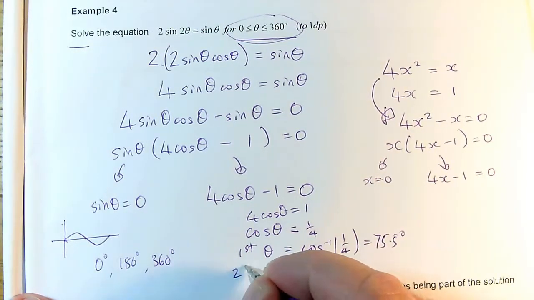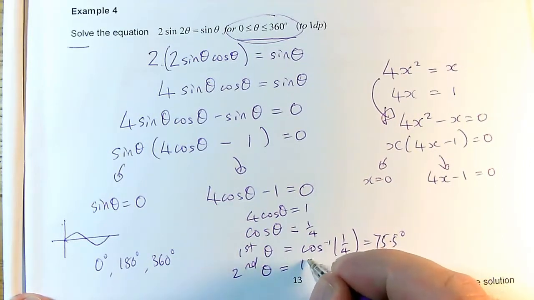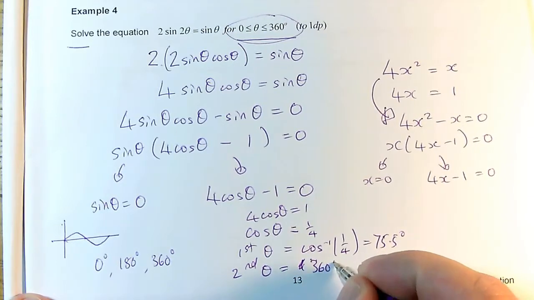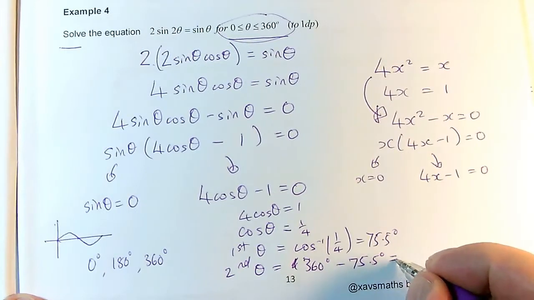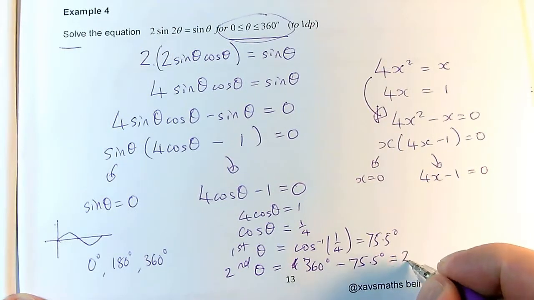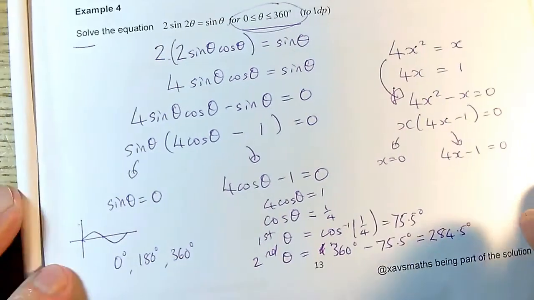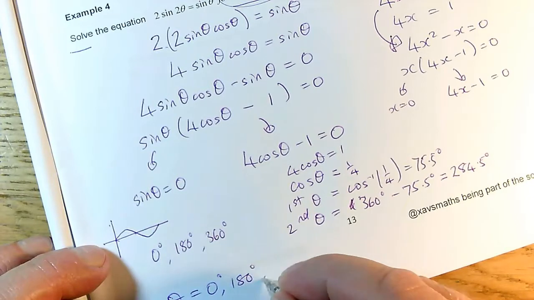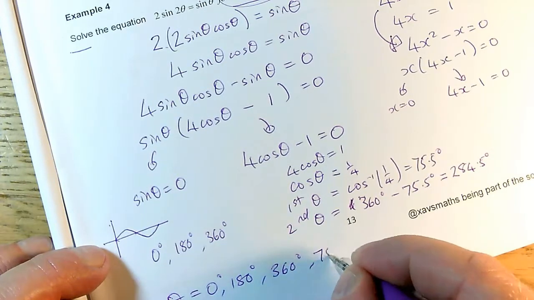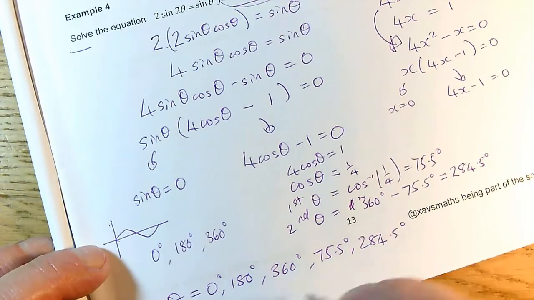But of course, the second solution, use your favourite method for getting your second solution for theta, and you realise you need to do 360 degrees minus the 75.5 degrees. That's what the graph shows you need to do, and that's going to be 284.5. So those are my 5 solutions. So I've just got to summarise: theta equals 0, 180, these are in degrees, 360 degrees, or 75.5 degrees, or 284.5 degrees. Isn't that fun?